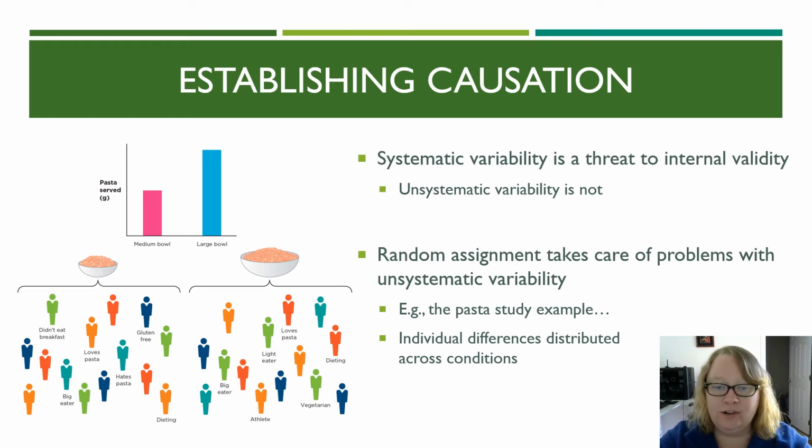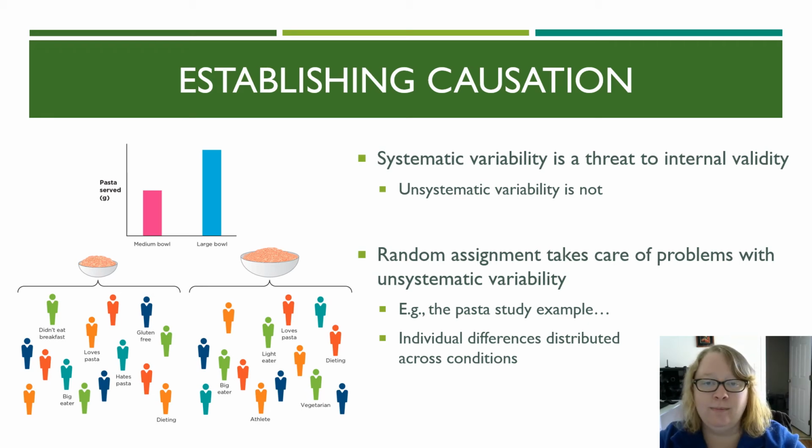So we know that there's unsystematic variability. That graph isn't showing exactly what every single person does. It's just the average of what the people in those conditions do. So we know that unsystematic variability is going to happen. That's fine. We actually account for that when we're doing our statistical tests. That's part of the calculation process in statistics, is the variability that we expect. So unsystematic variability is fine. It's systematic variability that's the problem.